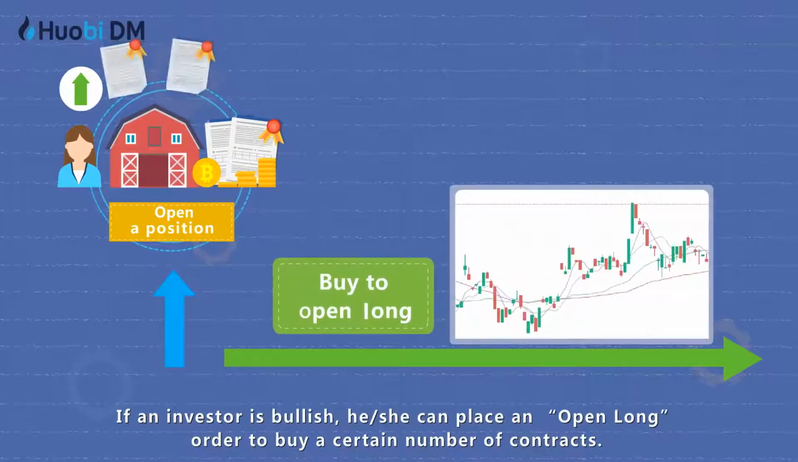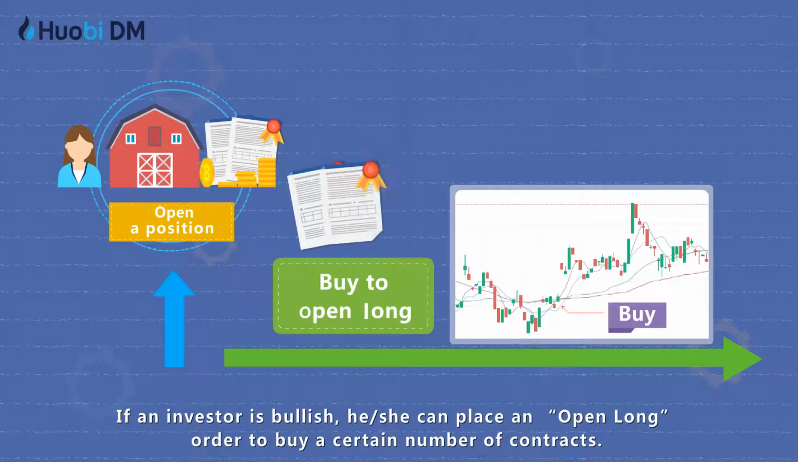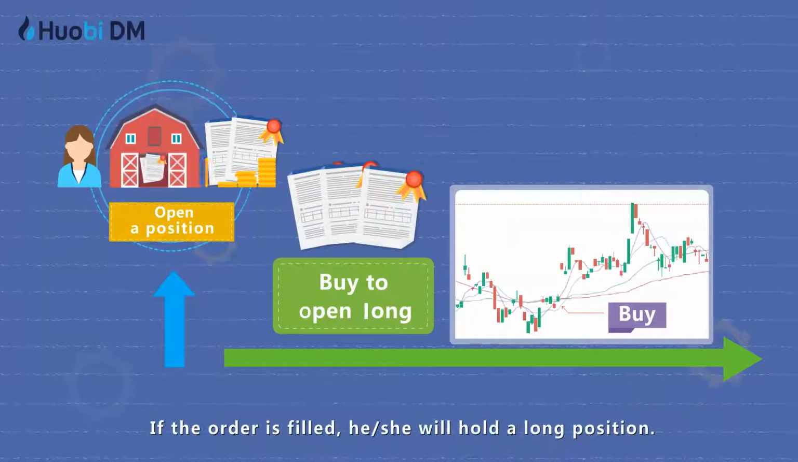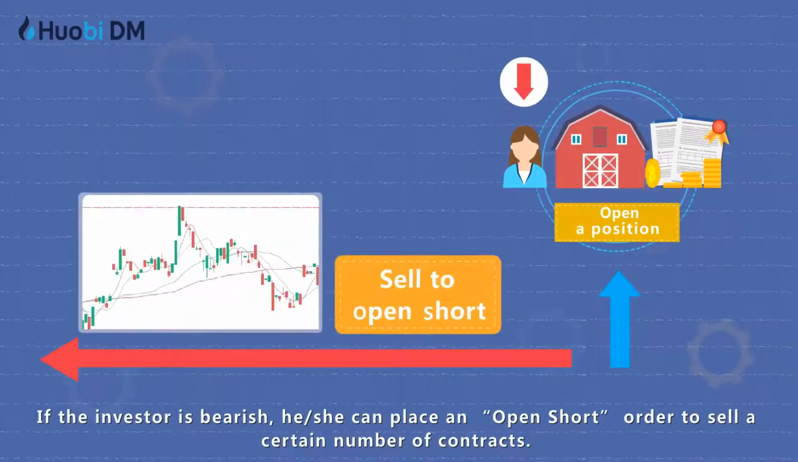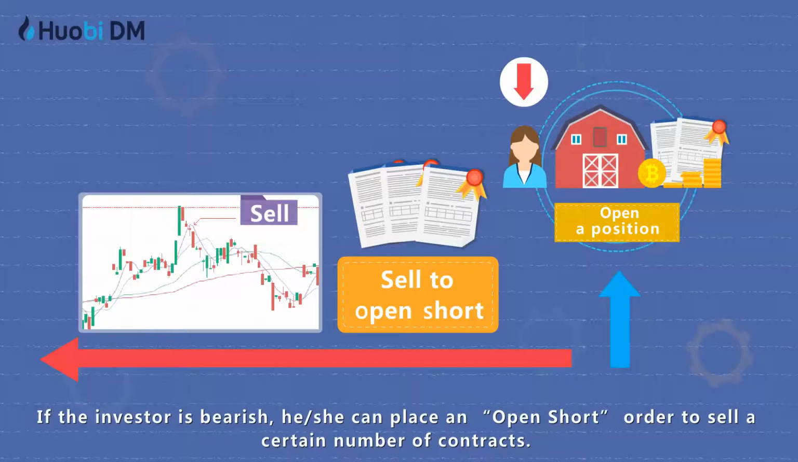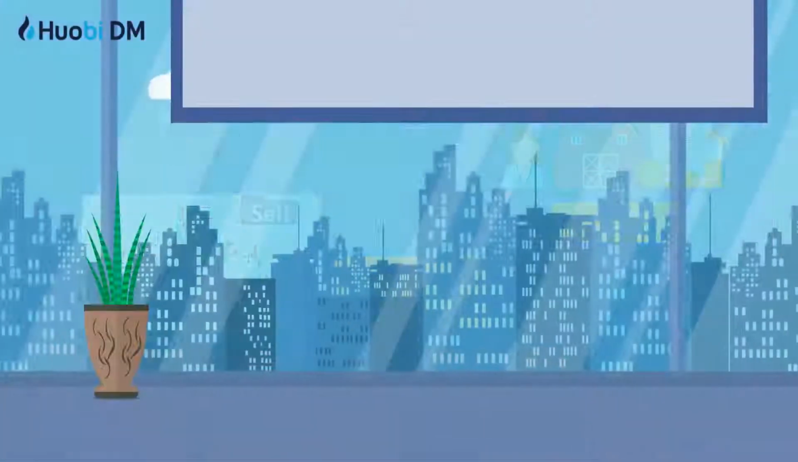If an investor is bullish, he or she can place an open long order to buy a certain number of contracts. If the order is filled, he or she will hold a long position. If the investor is bearish, he or she can place an open short order to sell a certain number of contracts. If the order is filled, he or she will hold a short position.